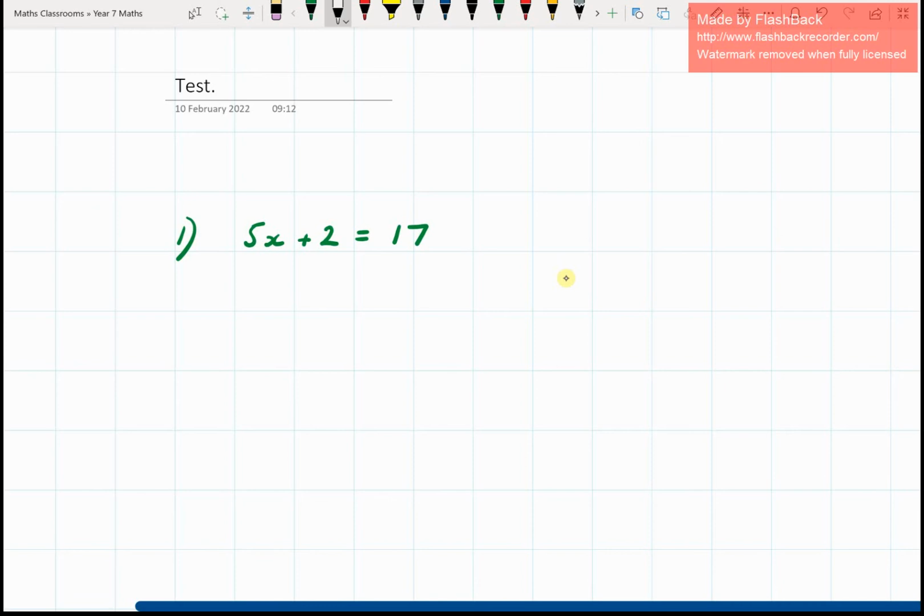So remember, on these questions, we're using the opposite or the inverse operations. I've got plus 2, so I would minus 2 from both sides. If I minus 2, I would end up having 5x still on this side. 17 minus 2 gives me 15. And then I've got 5 times x. So what's the opposite of times? That's right, it's divide by 5 and divide by 5. And we end up with x equaling 3.